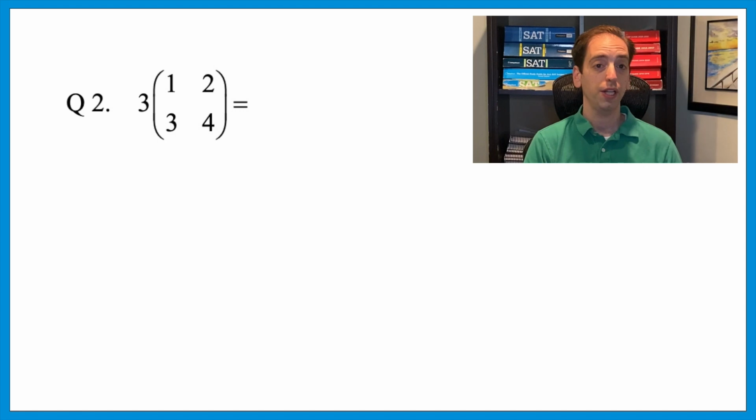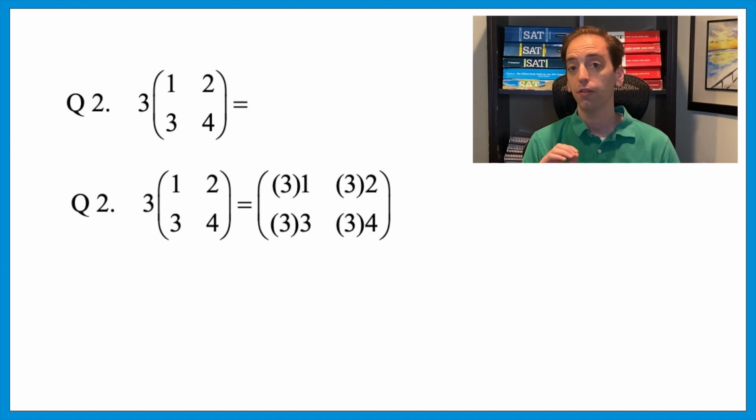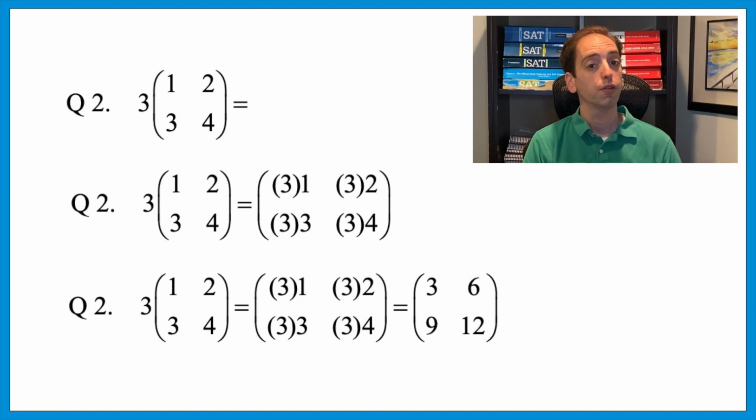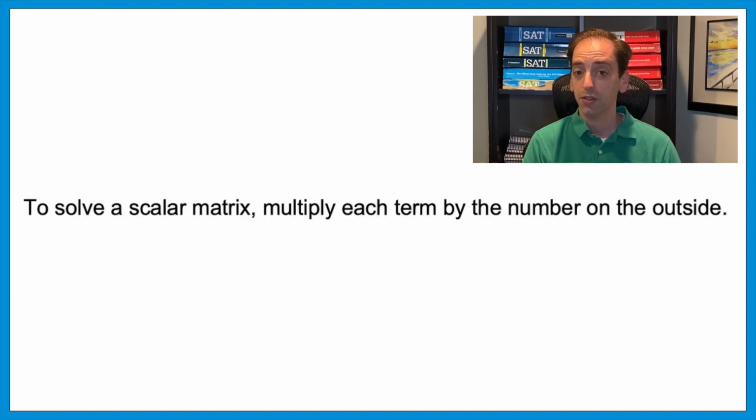Another variation you might see is a scalar matrix. Let's look at one. Question 2. 3, and then the matrix 1, 2, 3, 4. This means to take every term in the matrix and multiply it by a scalar of 3. So all you're doing is taking the 3 on the outside and distributing it by multiplication to every term inside. So that would give us, for each spot, 3 times 1, 3 times 2, 3 times 3, and 3 times 4. So that would give you 3, 6, 9, and 12. So to solve a scalar matrix, multiply each term by the number on the outside.